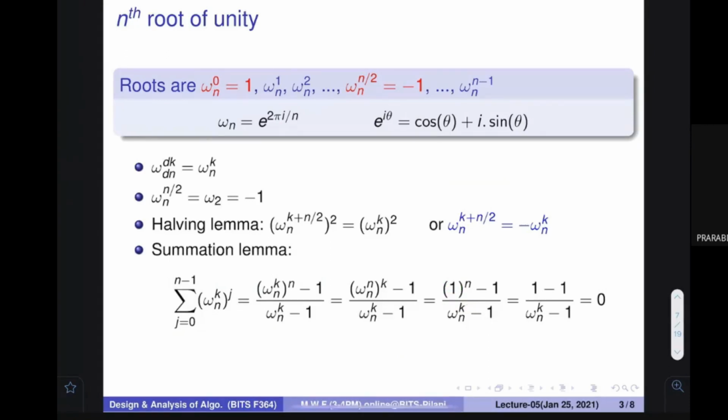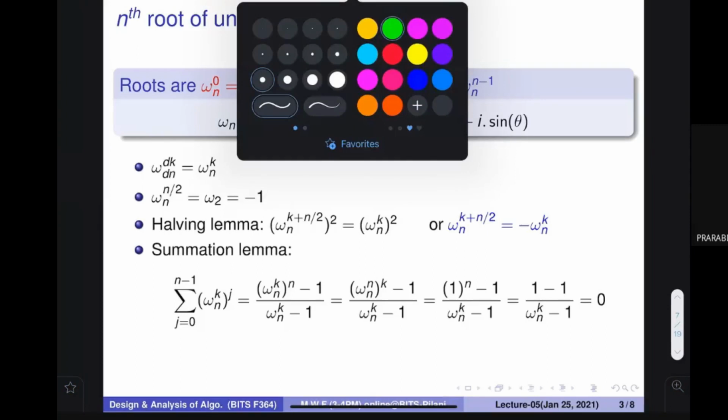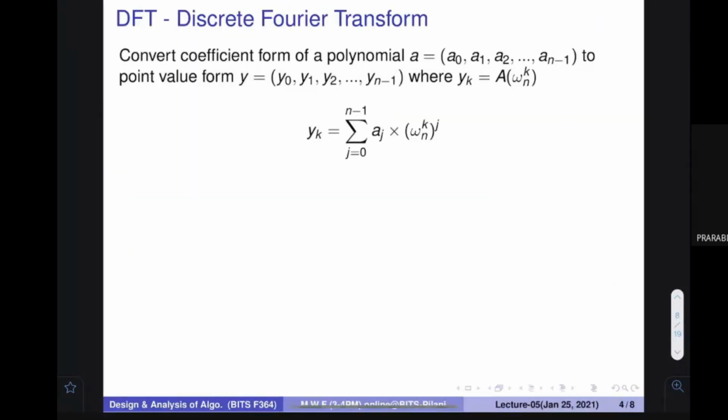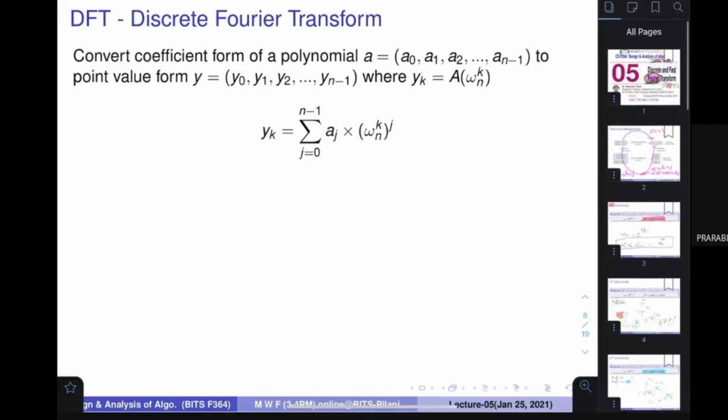Okay, so this is from the complex numbers. Now let us start our game. And what is my game? My game is that I am going to tell you 3 things. What are these 3 things?